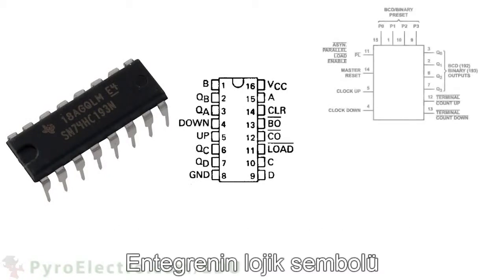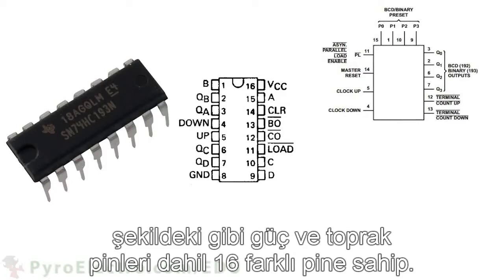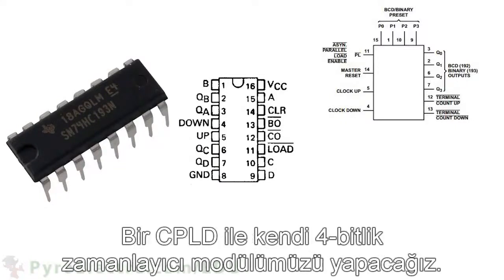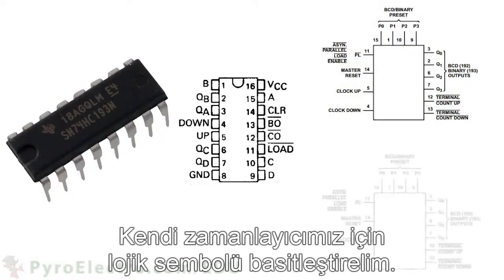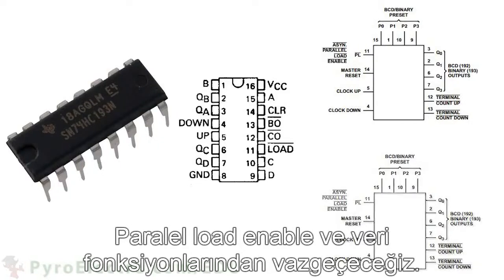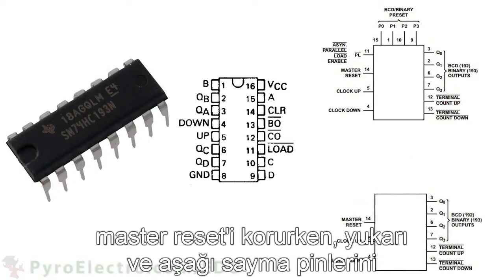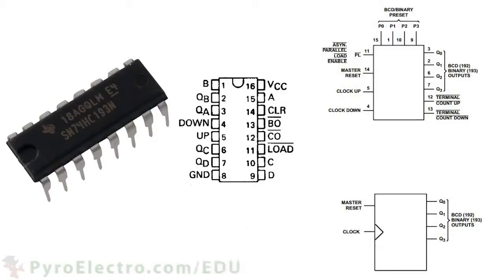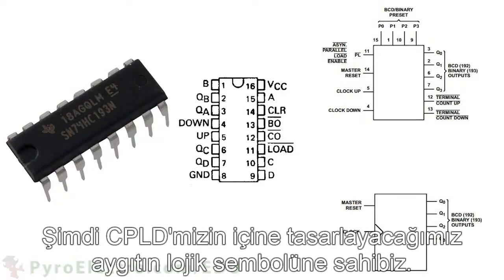74HC193. The logic symbol for this IC looks like this, with 16 unique pins, including power and ground, and it is the exact logic element that we want to duplicate in this lesson to make our own 4-bit timer module inside of a CPLD. However, let's simplify the logic symbol for our version. We'll get rid of the parallel load enable and data functionality, but we'll keep the master reset and we'll combine the clock up and clock down pins into a single clock that should count up. And now we have a logic symbol for the device that we'll be creating inside of our CPLD.